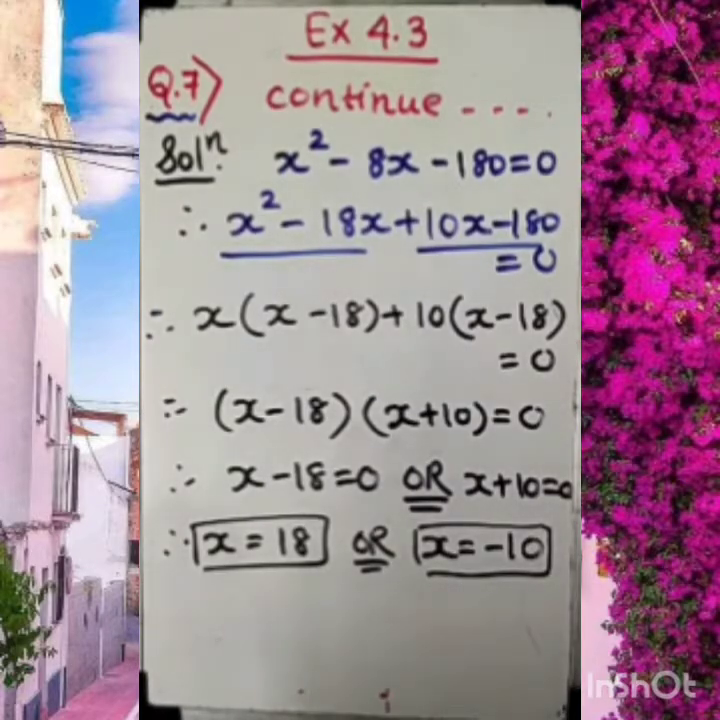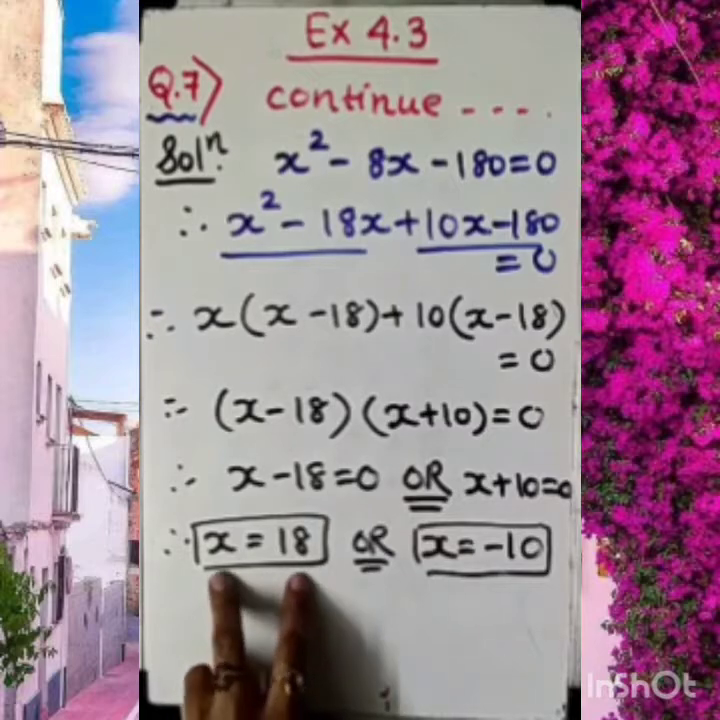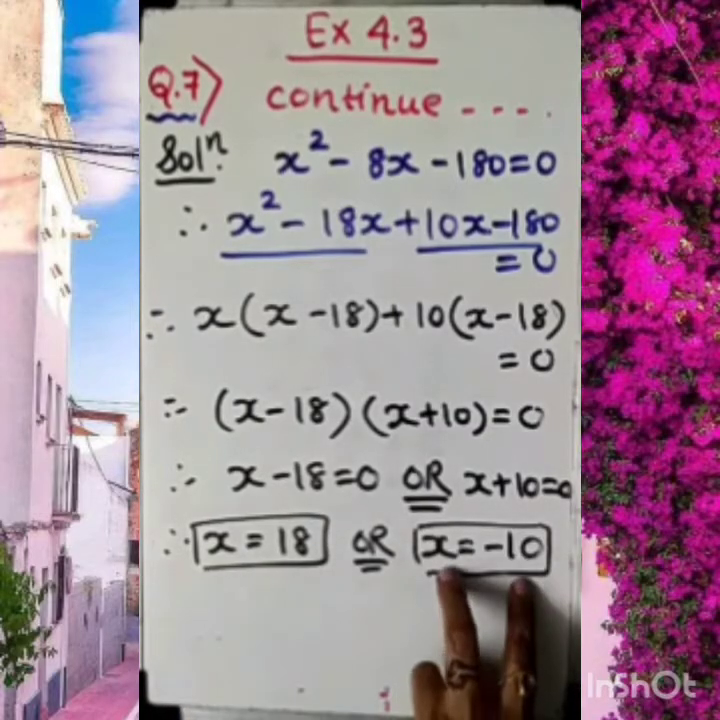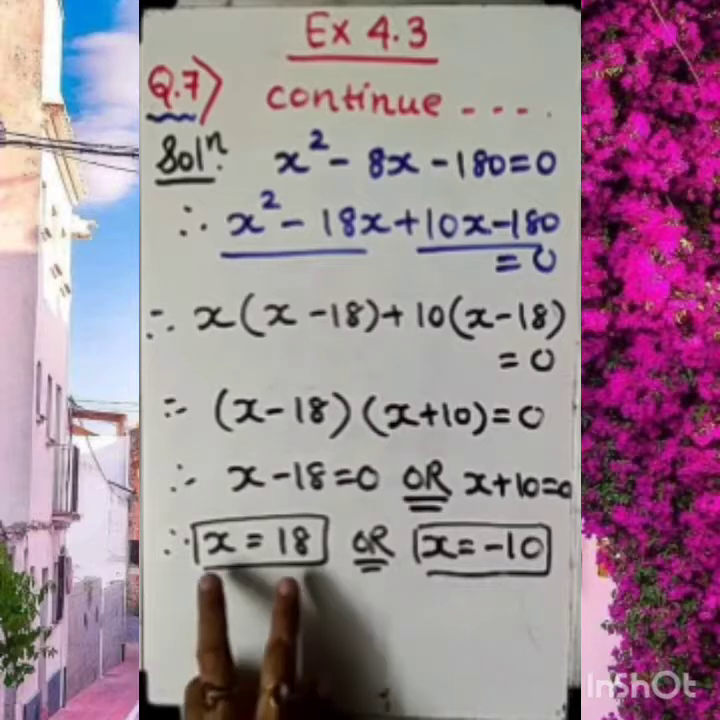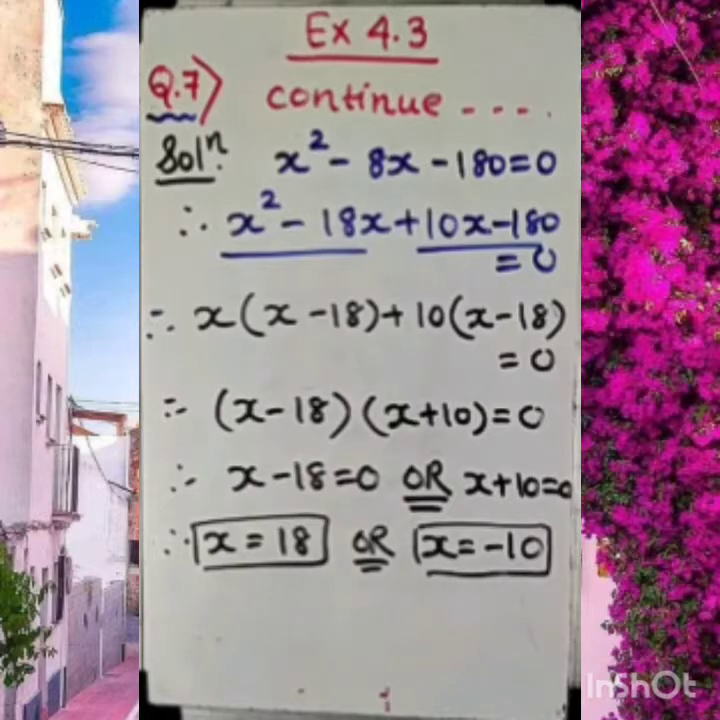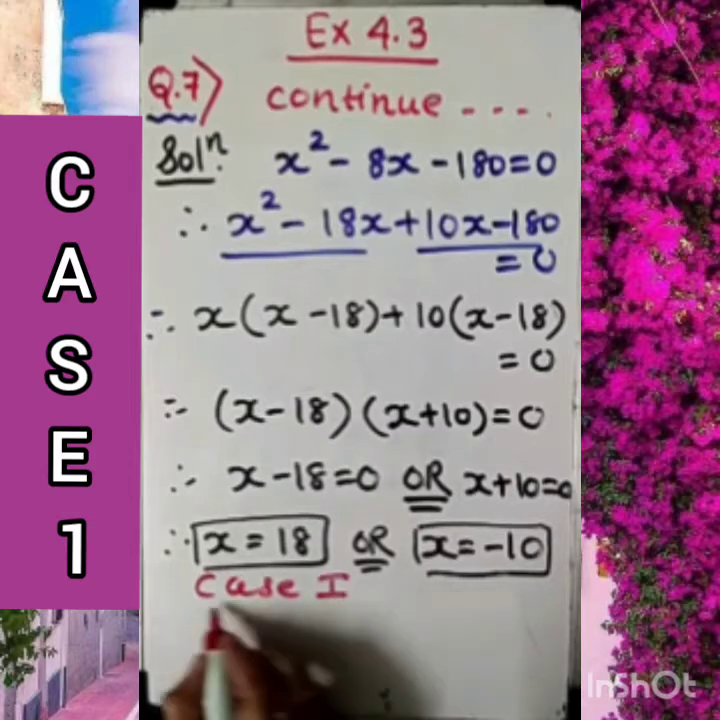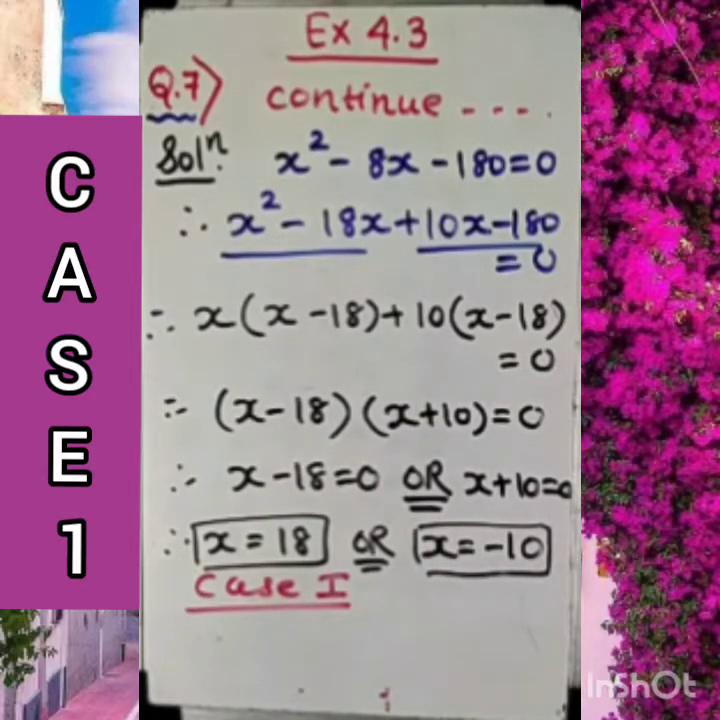Now how to justify, how to find the answer? Here we have two cases, because the number can be negative also. Any number is given. It is not given that it is positive. So we have to consider this as case 1 and this as case 2. First, let me give the heading case 1, because two cases are there. Under this heading, let's go with this.